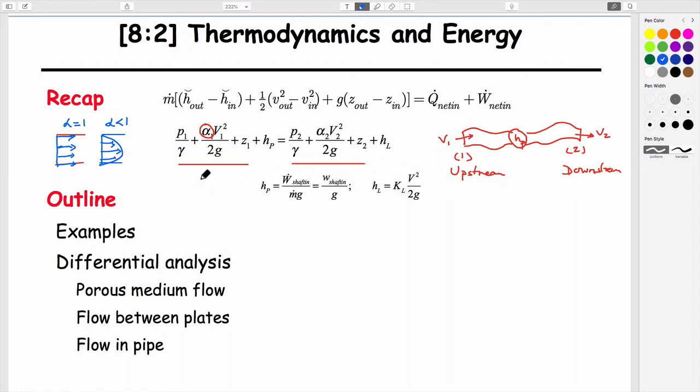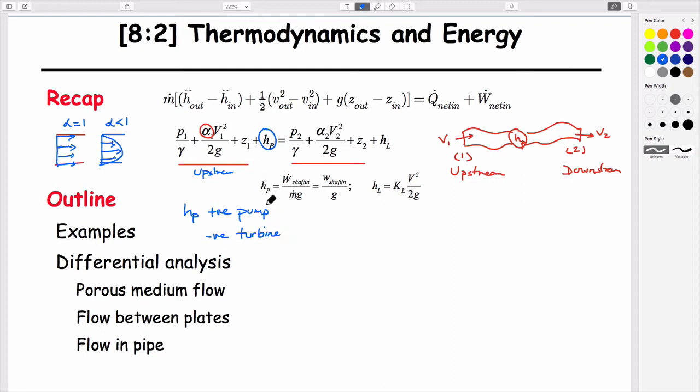But other than that, this is Bernoulli upstream, important, and downstream. And there are two extra terms. One defines energy put into the system by a pump, and this HP is positive if it's a pump, negative if it's a turbine. A turbine is just a pump in reverse, right? It spins because the water's moving it and it pulls energy out of the system.